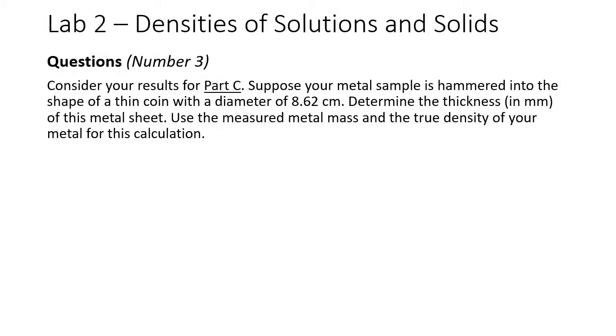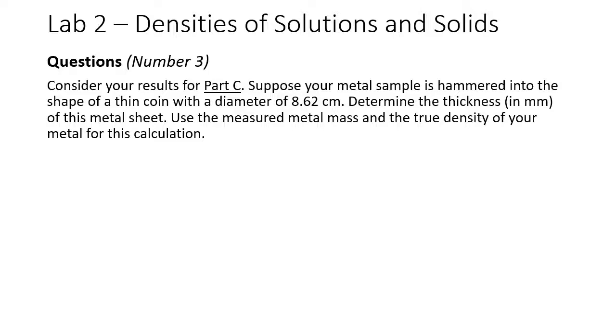This video is to provide you with a little bit of help on solving number 3 in the questions from lab number 2. Consider your results for part C. Suppose your metal sample is hammered into the shape of a thin coin with a diameter of 8.62 centimeters. Determine the thickness in millimeters of this metal sheet. Use the measured metal mass and the true density of your metal for this calculation.